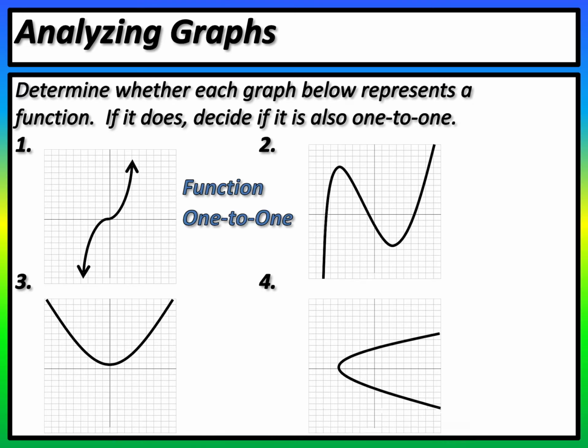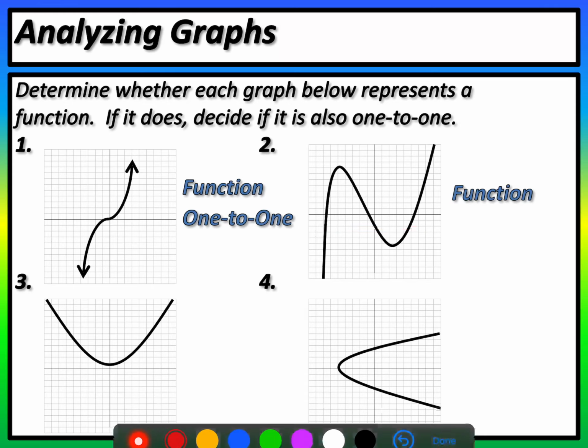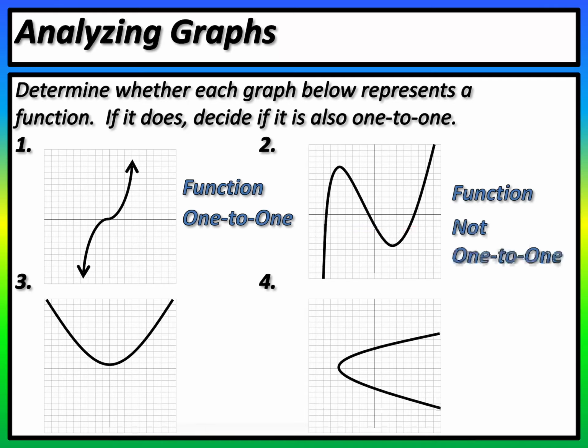If we check this for each of our other graphs, in example number 2, if I did the vertical line test, this would be a function, but it would fail the horizontal line test, because look, I could draw one right there and I hit the function 3 times. That means that my y values are not unique, so that is not one-to-one. Example 3 is going to be a function, but again, when I do the horizontal, not one-to-one.